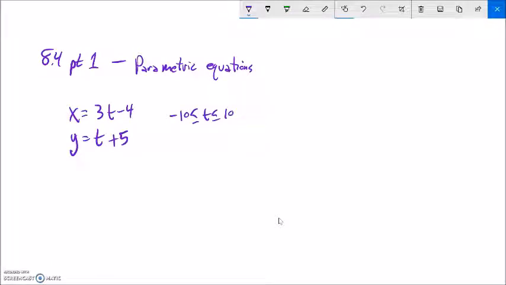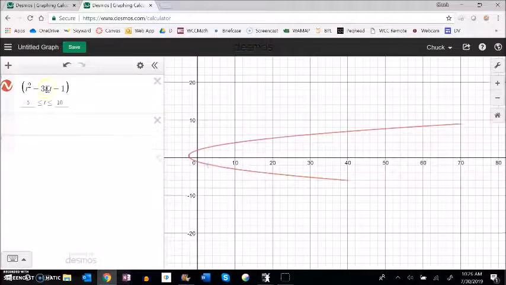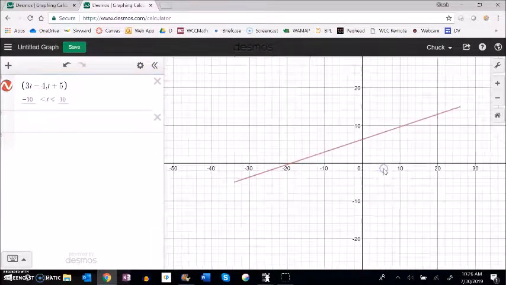So let's take this parametric equation, take a look at it. What's interesting to me about this one is x is changing linearly and y is changing linearly. So let's take a peek at what that might look like. Let's look at this in Desmos. And I let t go from negative 10 to 10. Notice it gives me a straight line.